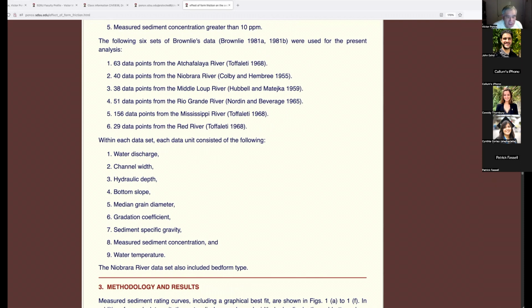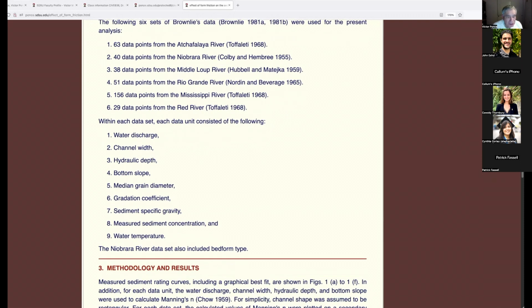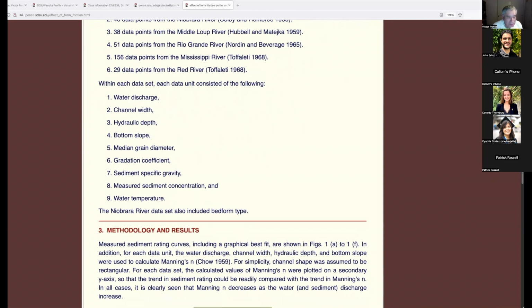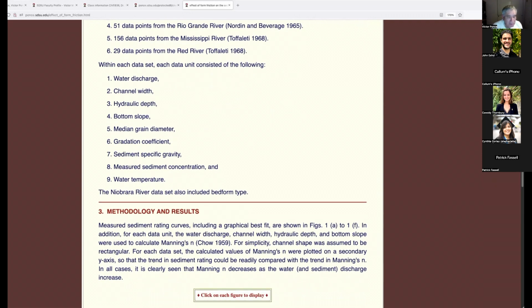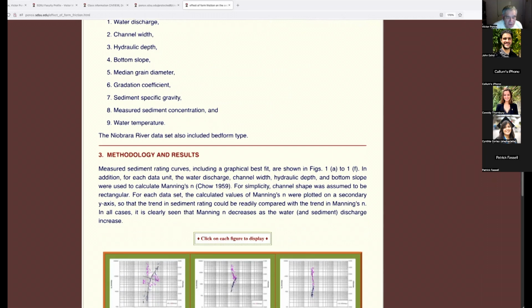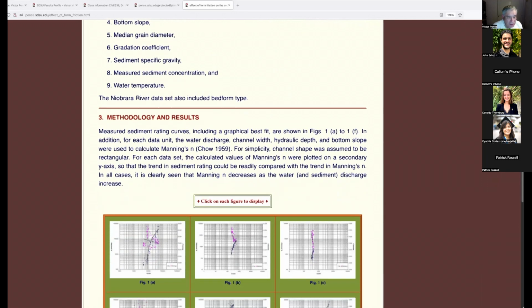Each data set consisted of the following: water discharge, channel width, hydraulic depth, bottom slope, mean grain diameter, gradation coefficients, sediment specific gravity, measured sediment concentration, and water temperature. The Niobrara River data set also included bed form type. Methodology and results: the measured sediment rating curves, including a graphical best fit, are shown in figures 1A to 1F. In addition, for each data unit, the water discharge, channel width, hydraulic depth, and bottom slope were used to calculate Manning's n. He had all the data, so he could calculate it.